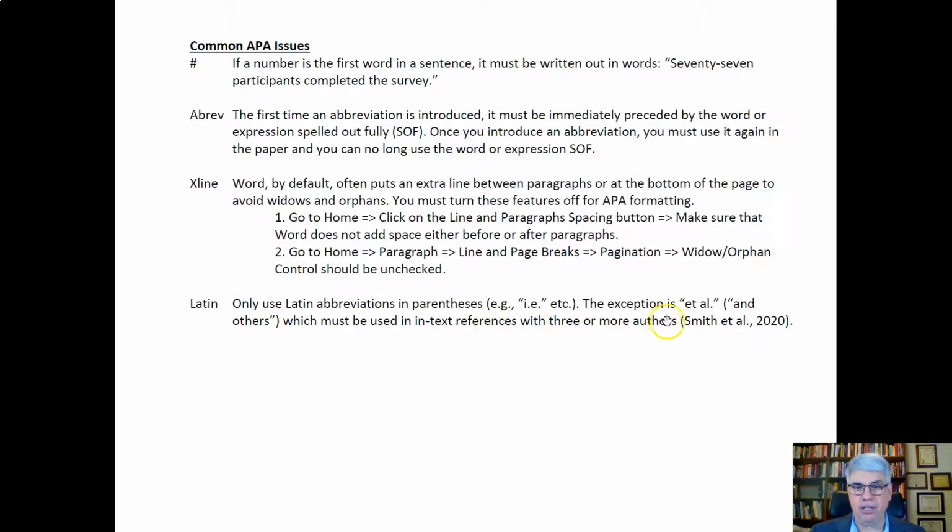The only exception is the expression et al., which means et alii in Latin, and means and others. You can use that in parentheses, like Smith et al., and you have to use that when there's 3 or more authors that wrote an article. You don't write all 3 out. You write Smith et al., period, comma, and the date in the parentheses. Or I could write in the text, Smith et al. said blah, blah, blah. I can use et al. rather than listing out all the other authors. So these are some common APA issues that I see very, very often in students' writing.